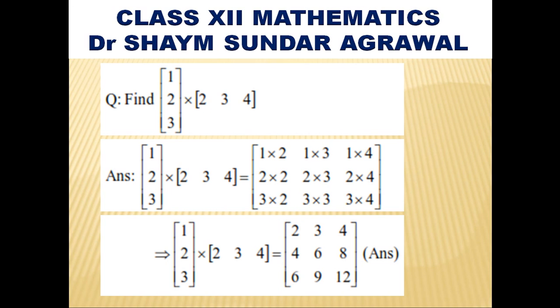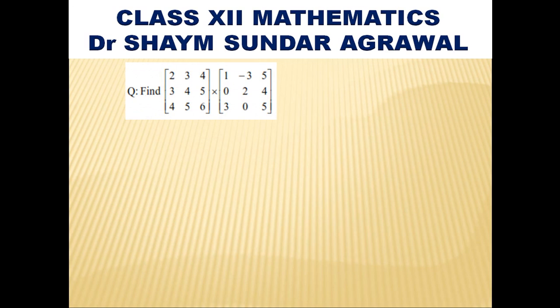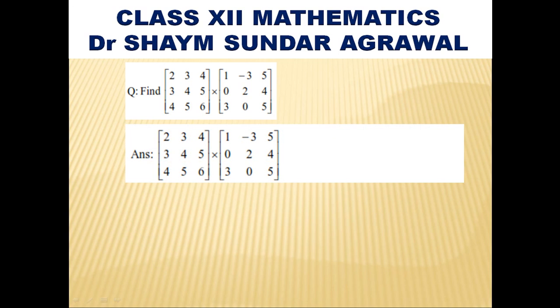Let us find out one more multiplication: 2, 3, 4, 3, 4, 5, 4, 5, 6 with 1, minus 3, 5, 0, 2, 4, 3, 0, 5. Here both the matrices are of order 3 cross 3. So the number of columns of the first matrix is 3 and the number of rows of the second matrix is 3. So as the two are equal, this matrix multiplication is possible. So let us find out. So how to find out their product?